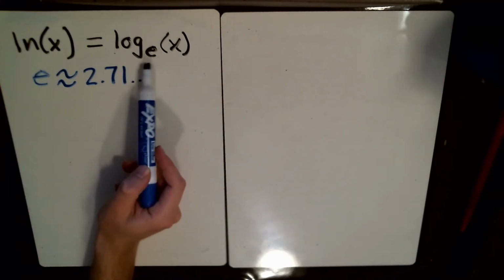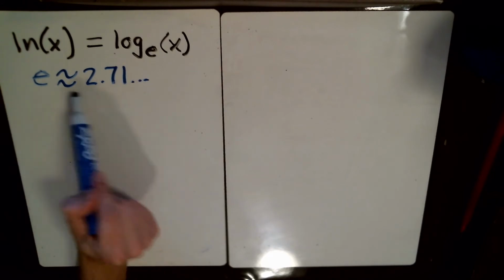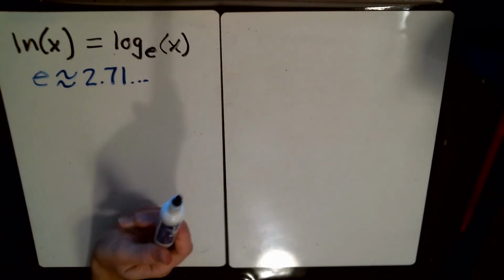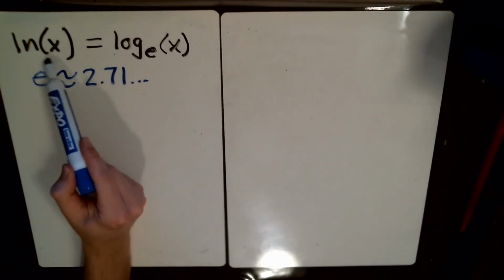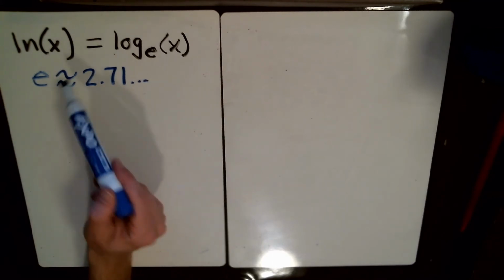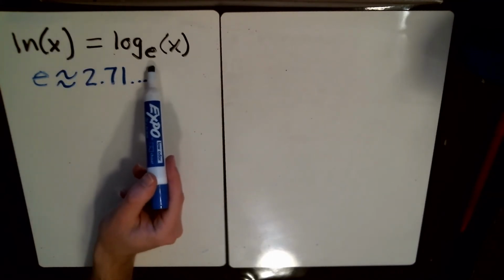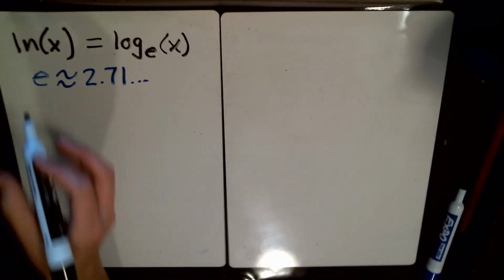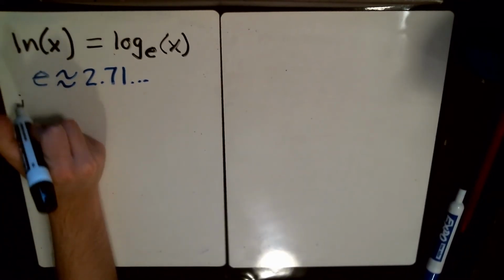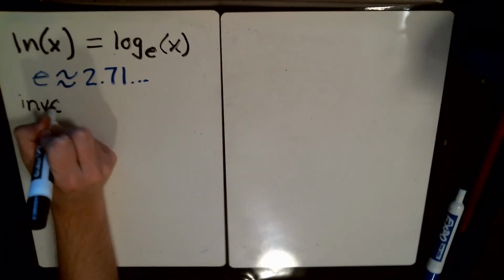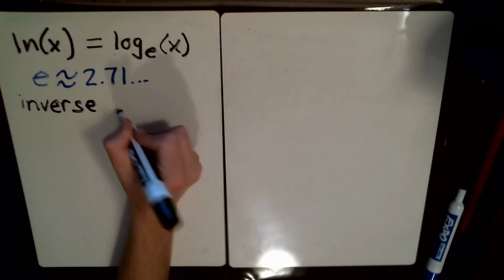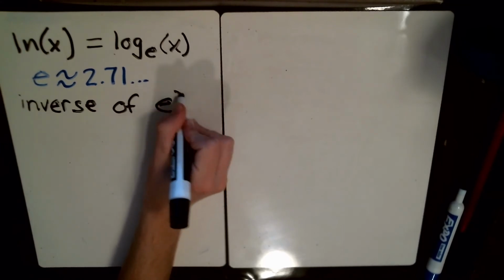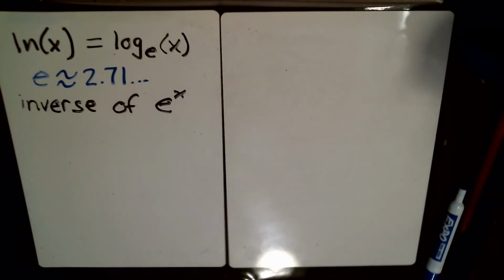And it shows up in a lot of applications, so that's why we gave it a name of e. So really, ln is just another example of an inverse function to an exponential function. Ln is the inverse of the function e to the x. So ln and e to the x undo each other.